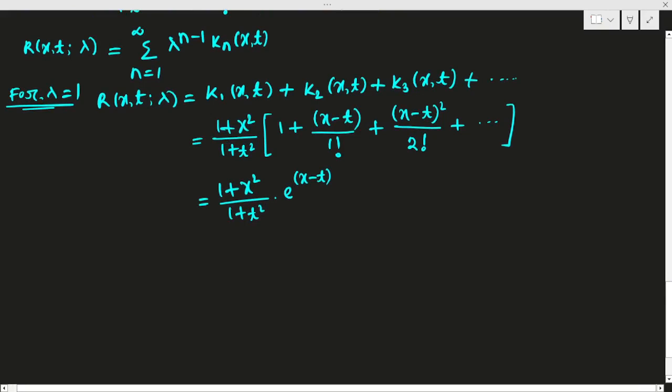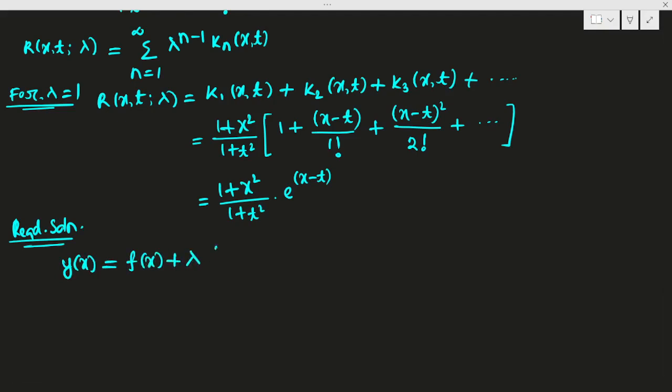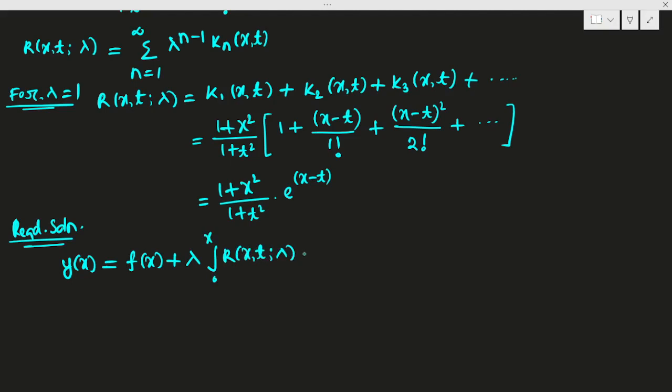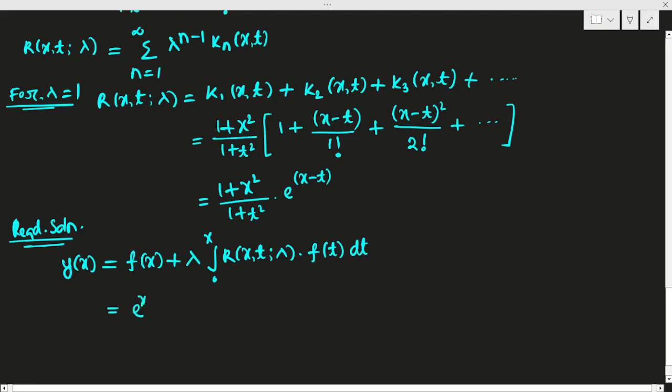Since this sum of infinite series here is found in the closed form, the required solution for this case becomes, we can solve it as y(x) is equal to f(x) plus lambda integral over 0 to x R(x,t;lambda) into f(t) dt. So what is f(x)? We get by comparing, f(x) is e to the power x, lambda is 1.